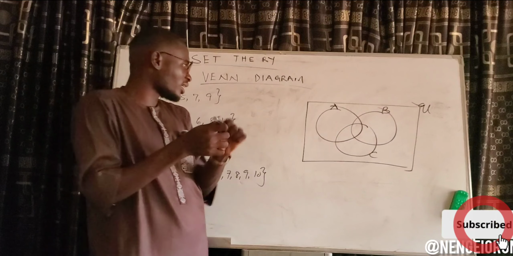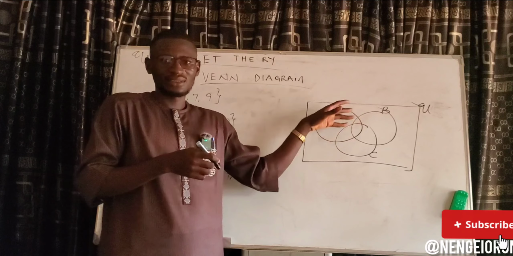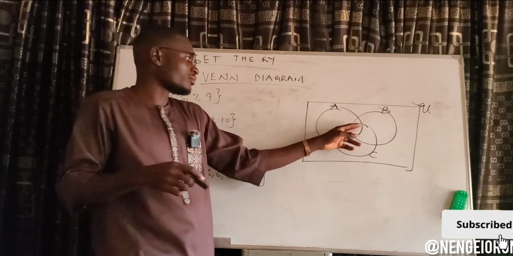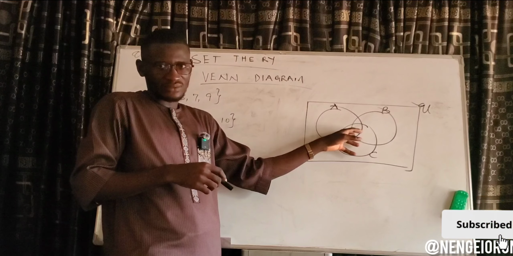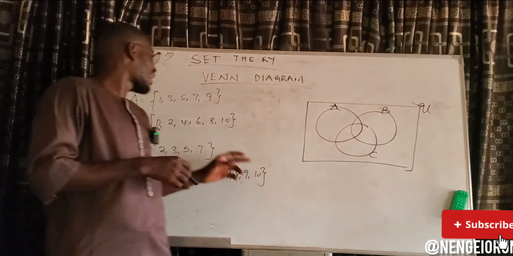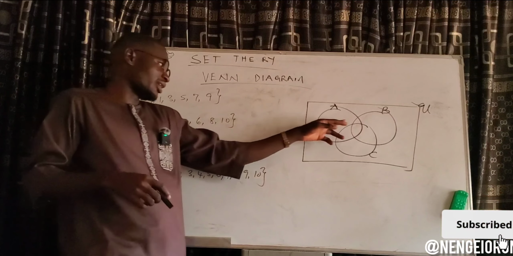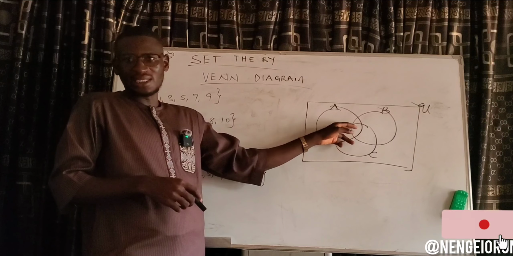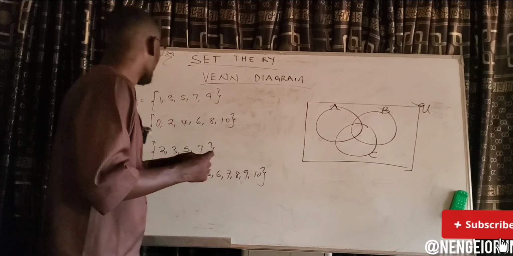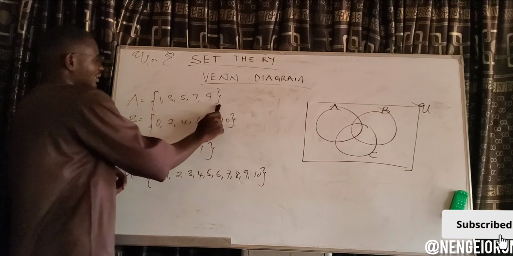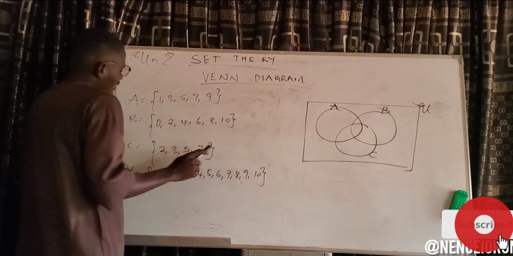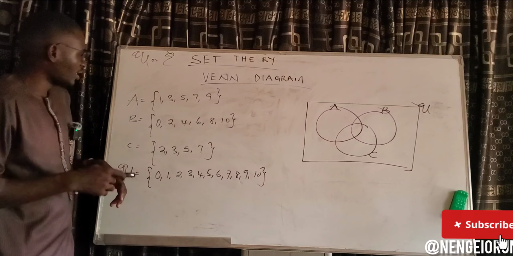Make sure you draw the circles in such a way that they will intersect. So now at this point, this is a point of intersection. The elements that you can see in A, B, and C will be indicated here, the intersection of the three sets. Now, what element can you see in set A, set B, and set C? Let's look at it very well.